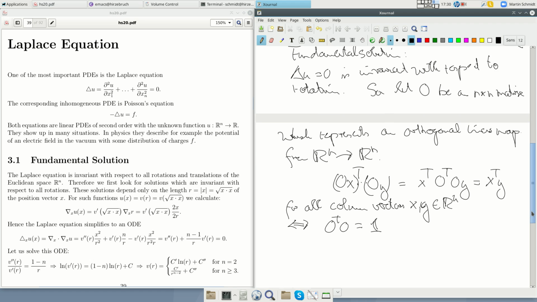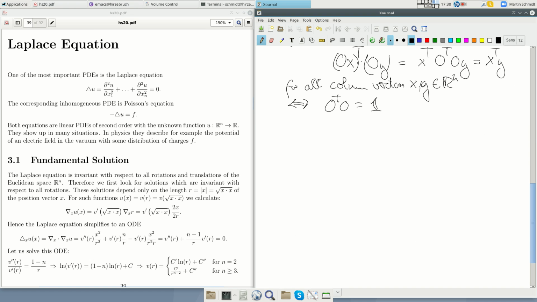Okay, and now let's see that the Laplace equation also transforms in this way. Let's look at the function. So we make an orthogonal transformation, y is equal to O times x, where O is this matrix. If we write this out in components, this means y_j is equal to the sum over i from 1 to n of O_ji x_i.